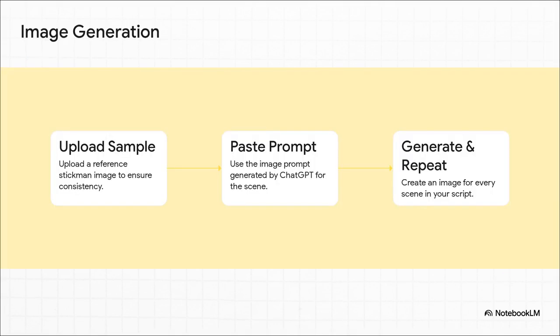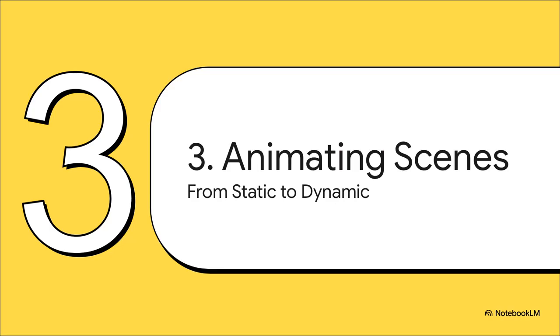And this shows you just how easy it is. The key, the whole trick, is to start by uploading a sample image of your stickman character right into Gemini. Once you've done that, you literally just copy and paste the image prompt for scene 1 from your ChatGPT script. Hit generate, save it, and then you just repeat that exact same process for every single scene. It's that simple.